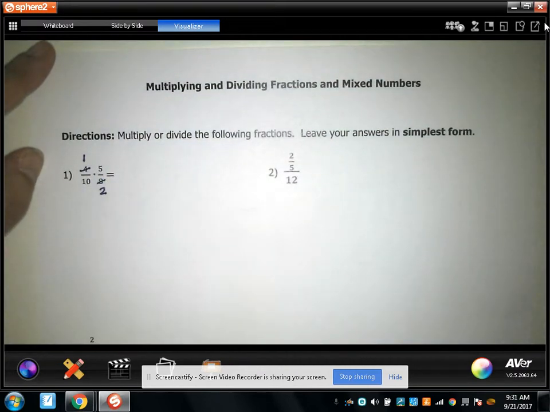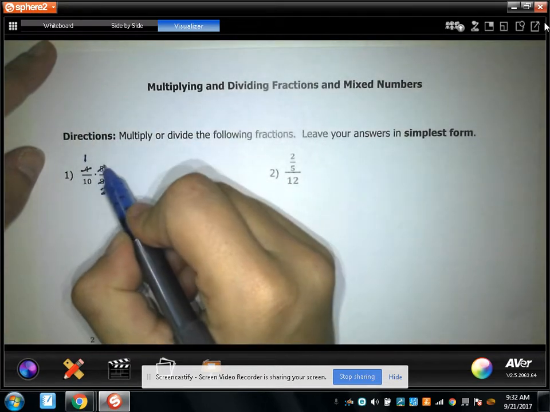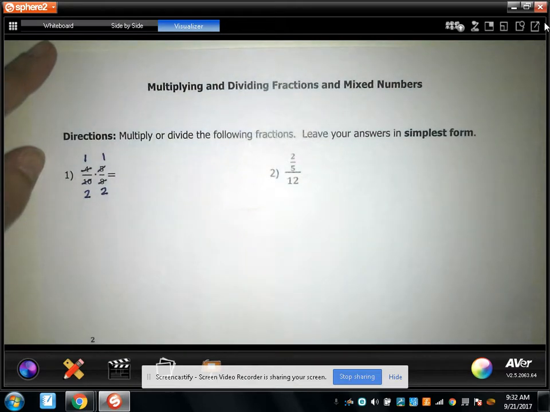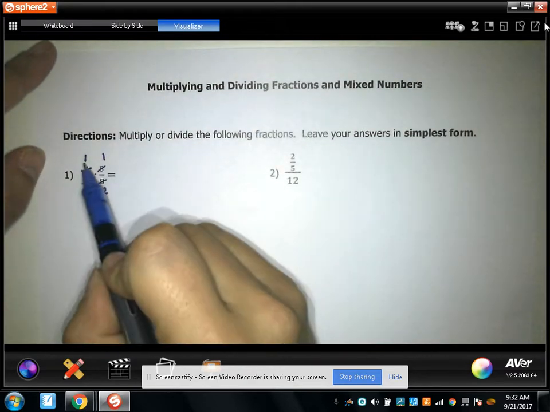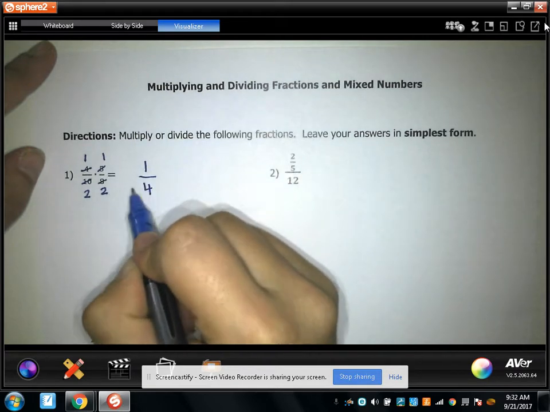5 and 10. I can divide both of those numbers by 5. 5 divided by 5 is 1, 10 divided by 5 is 2. Now I'm just going to multiply across. 1 times 1 is 1. 2 times 2 is 4. The answer is 1/4.